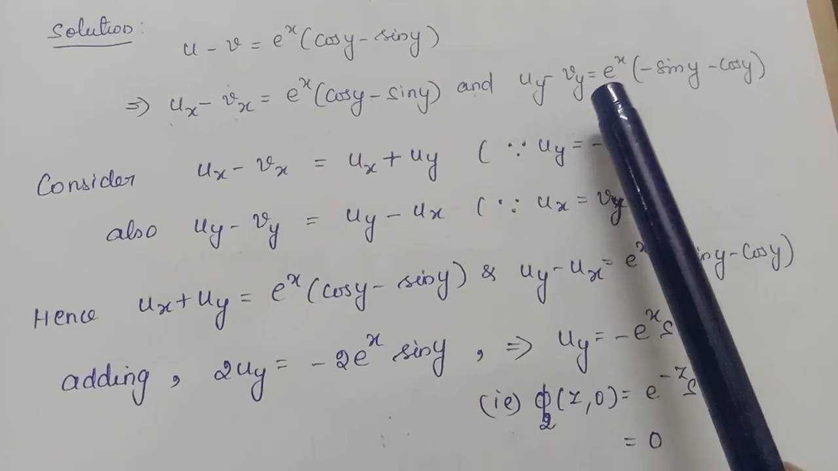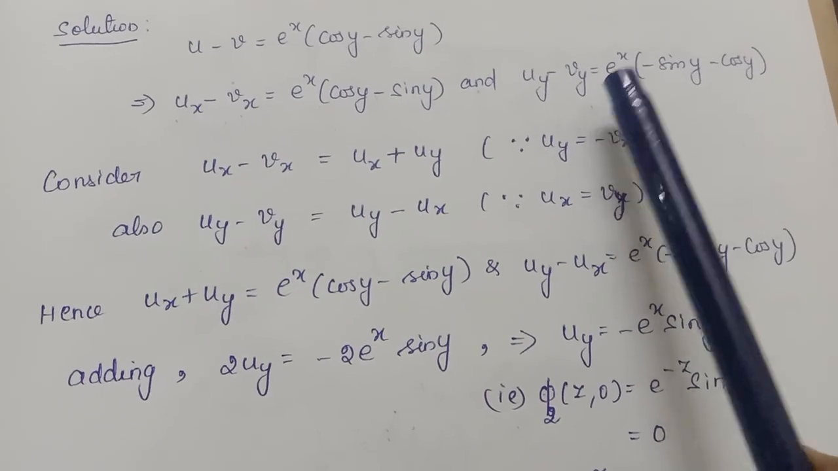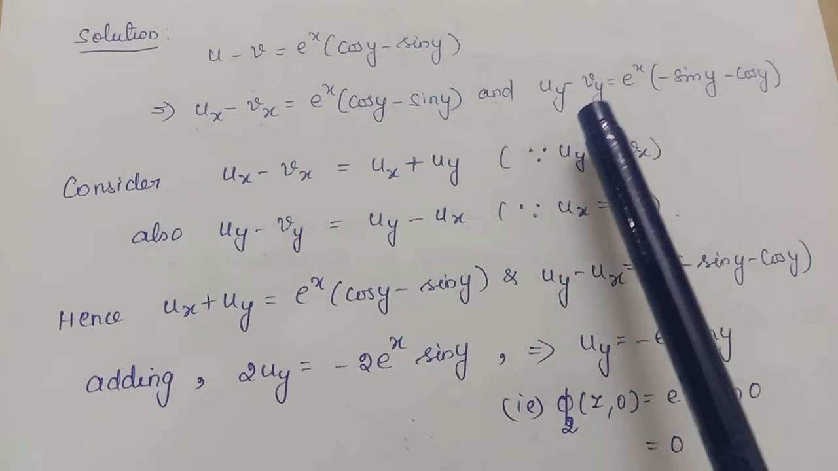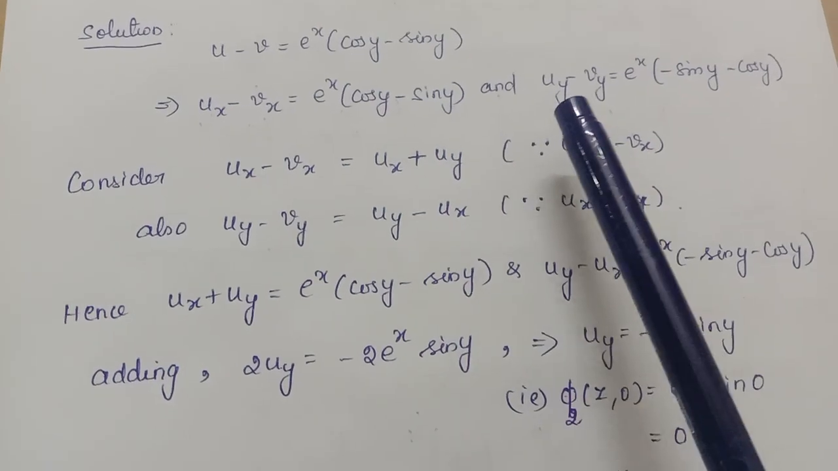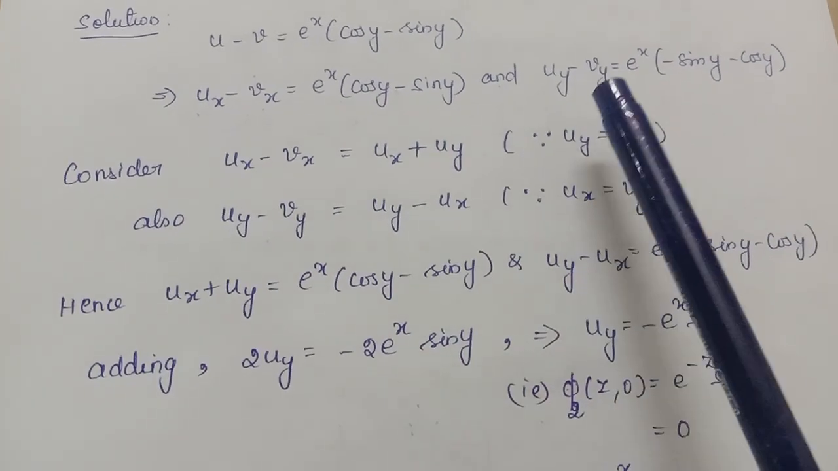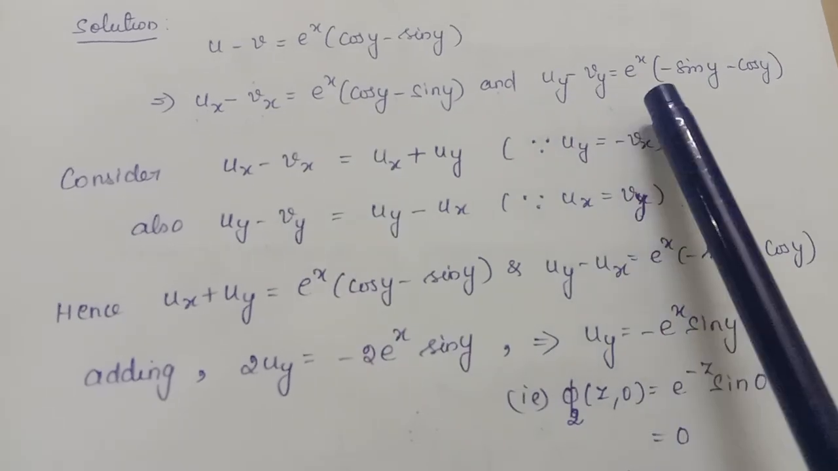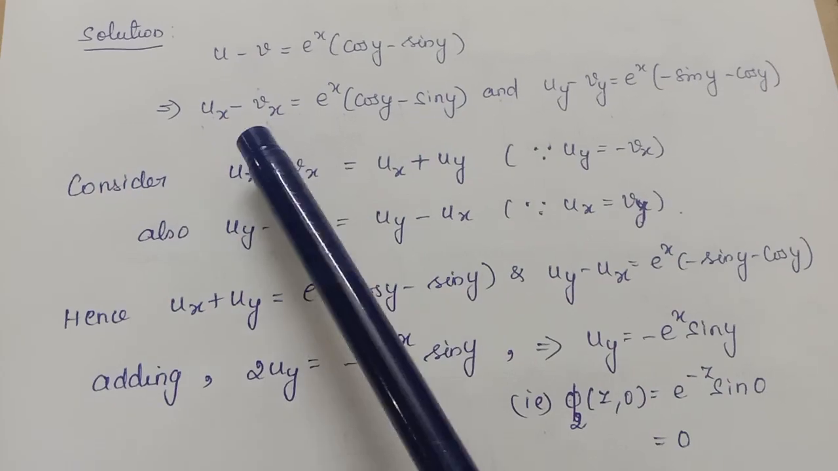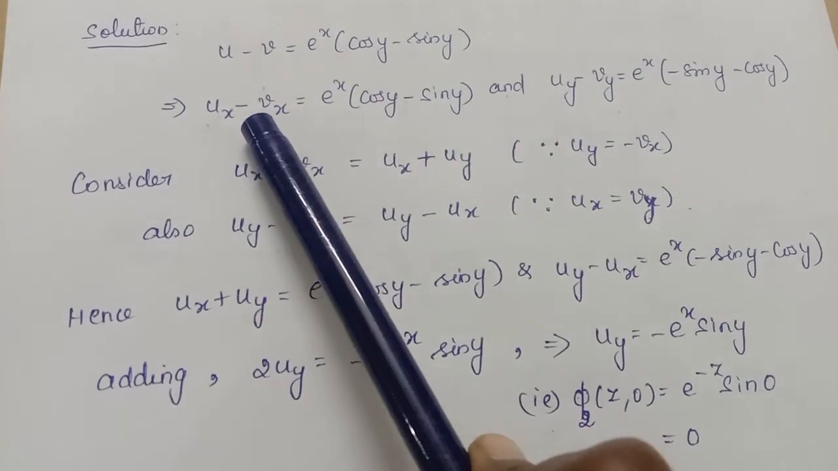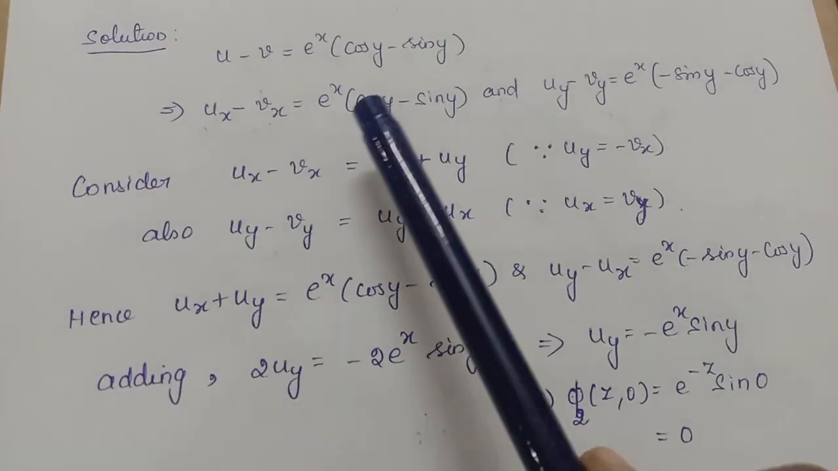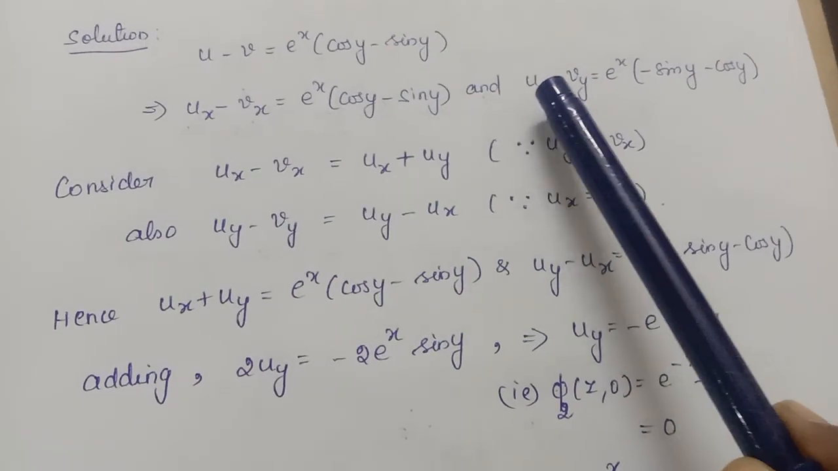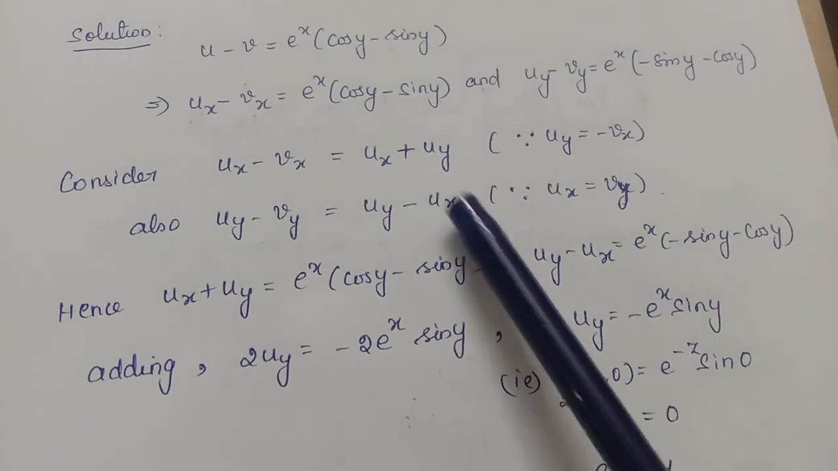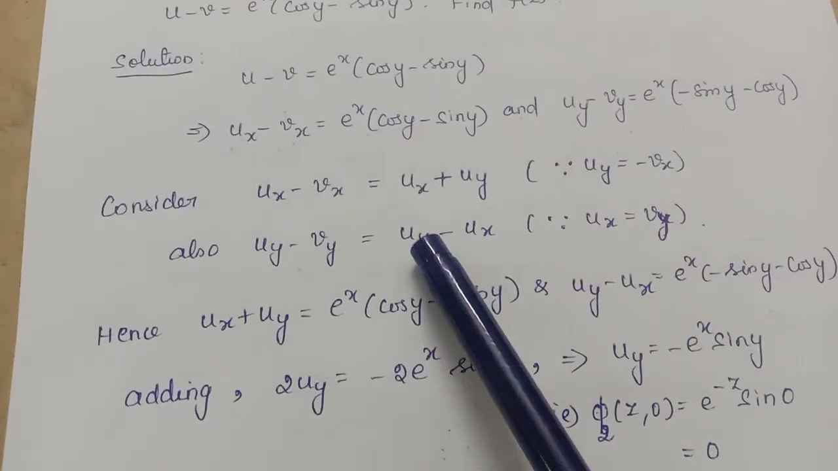Now I am going to change everything in terms of u, because I am going to use the Milne-Thomson method here. For using the Milne-Thomson method, I need ux and uy only. So I want to remove this vx and vy. For that I make use of the CR equation. Minus vx is uy, so you can simply write ux plus uy equal to this expression. And uy minus vy is nothing but ux. So uy minus ux equal to this, that is what I have written here.